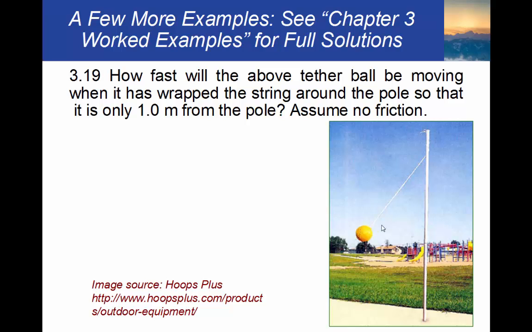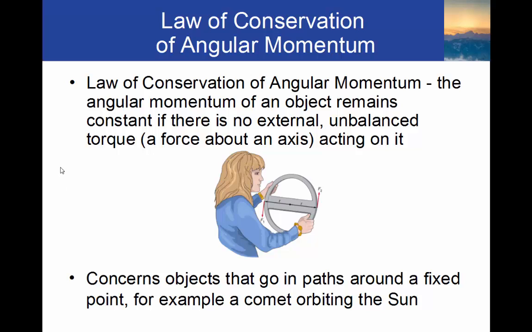Okay, the follow-up question to that is, suppose this ball moves around the pole in such a way that it is only 1 meter from the pole. So I guess that answers the previous question. Is it winding or unwinding? It's winding. How fast is the ball going to be moving at that point in time, assuming that there's no friction involved?